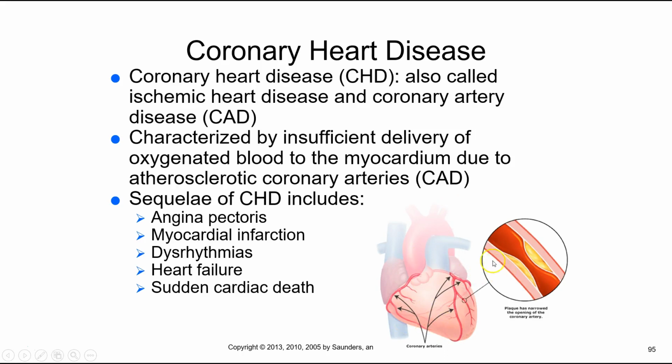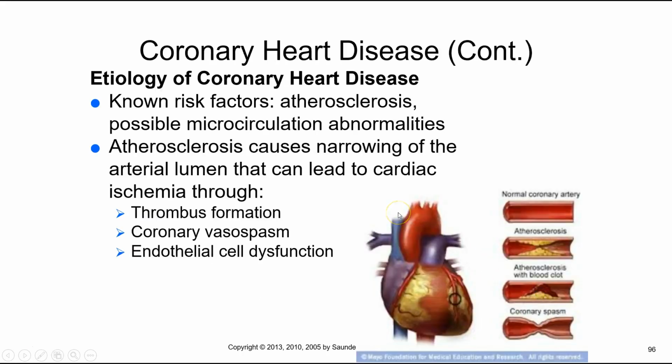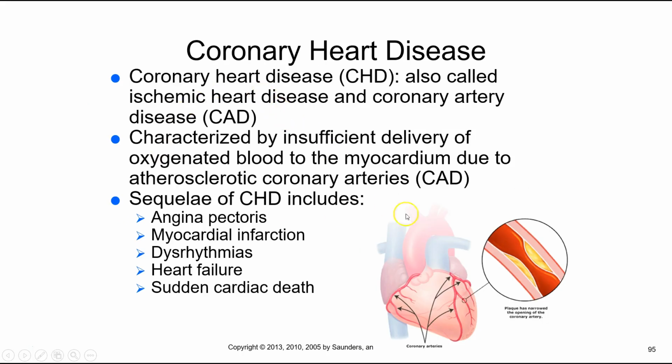So if somebody has some amount of occlusion, some kind of plaque buildup, some kind of atherosclerotic plaque perhaps, those coronary arteries are no longer going to be able to deliver enough oxygenated blood to the myocardium. And that can lead to problems with delivery of oxygen and nutrients to cells that can lead to, in some cases, cell death. Myocardial infarction means those cells are dying. Just having low delivery leads to pain in the chest, angina pectoris. It can lead to dysrhythmias, heart failure, and sudden cardiac death.